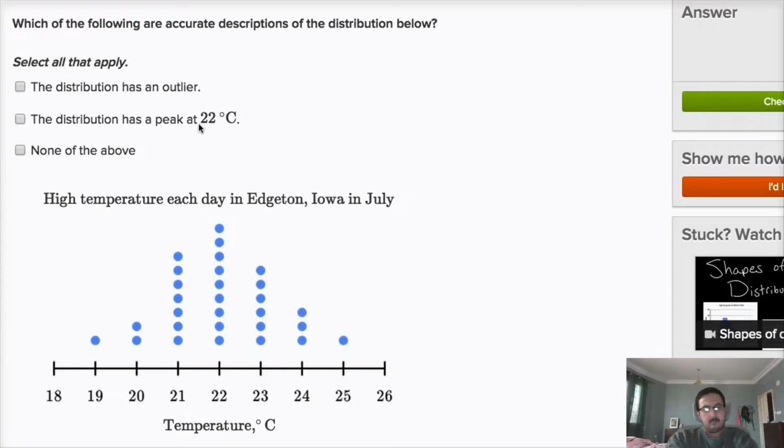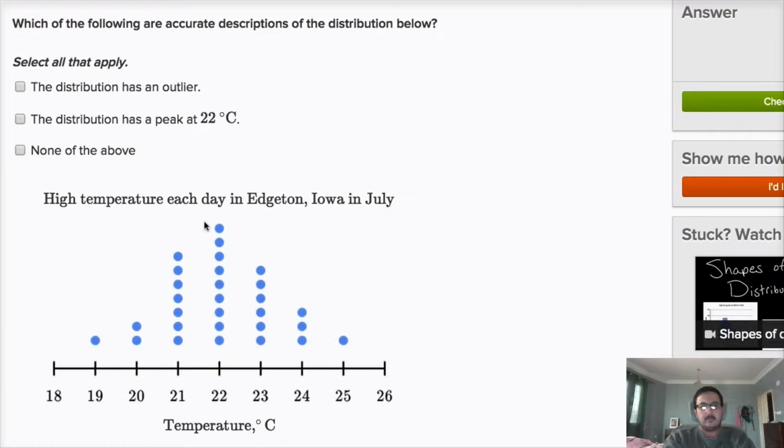The distribution has a peak at 22 degrees. Yeah, it does indeed look like we have, and let's just look at what we're actually measuring, high temperature each day in Edgeton, Iowa in July. So it does indeed look like we have the most number of days that had a high temperature at 22, most number of days in July had a high temperature at 22 degrees Celsius. So that is a peak, and you can see it.